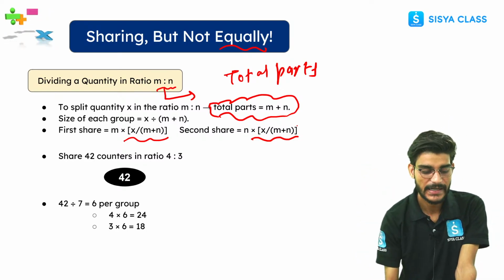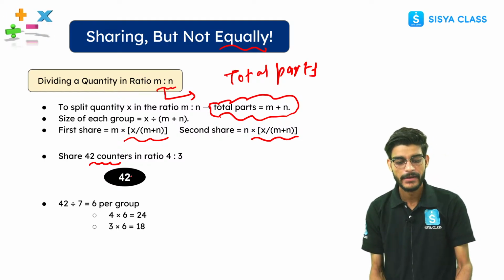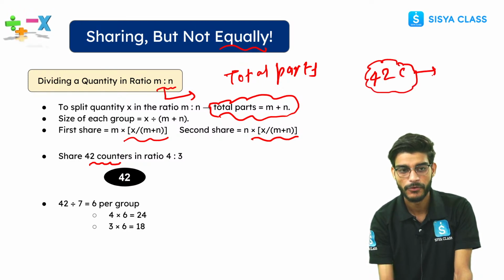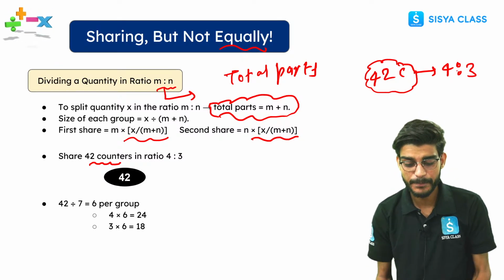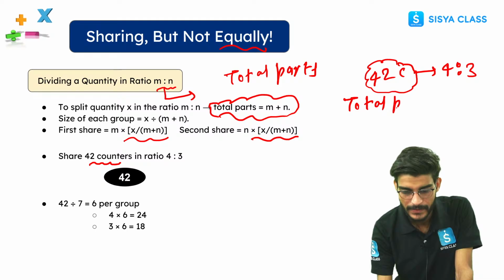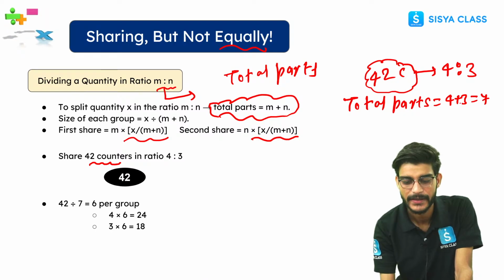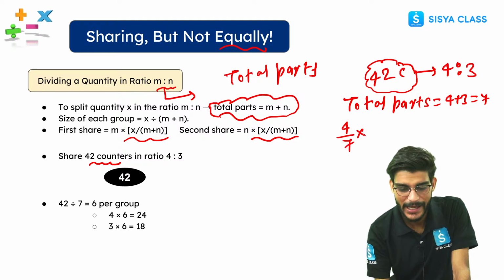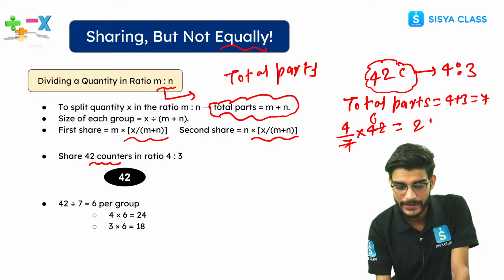Let's take an example. Suppose you want to share 42 counters in 4:3 ratio. We have a total of 42 counters and I want to share them in 4:3 ratio. So firstly, I have to count the total parts here. Total parts will be 4 plus 3, that is 7 parts, right? So how will I share it? 4 divided by 7, I'll multiply with the total number of counters, that is 42. So 7 sixes are 42, so 24.